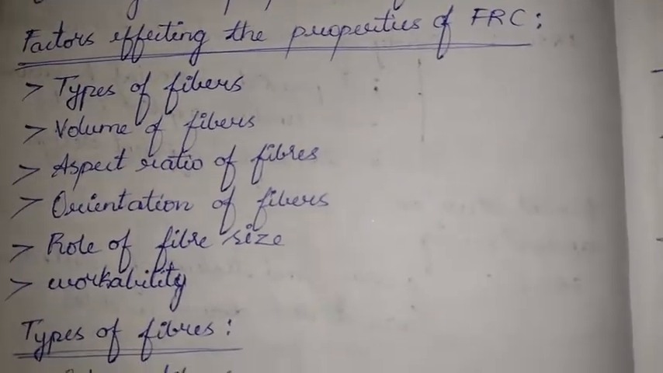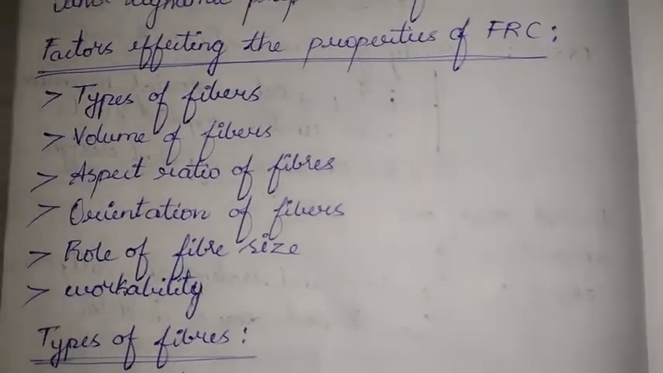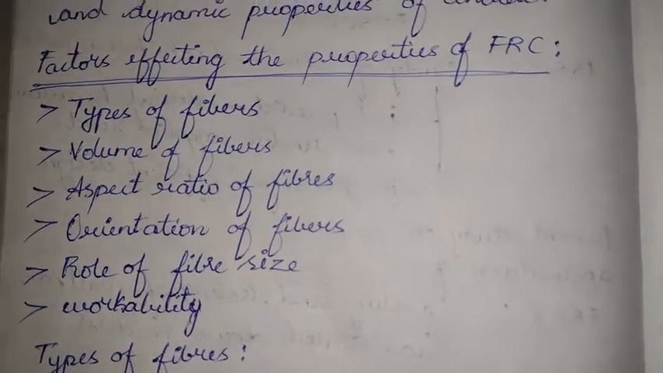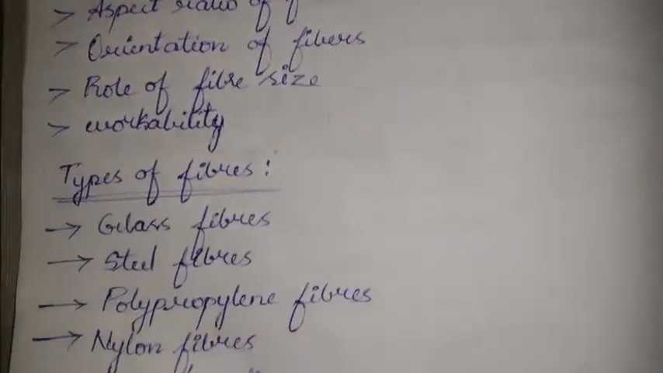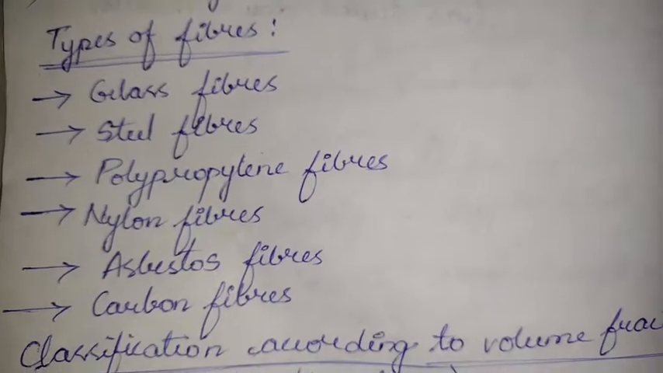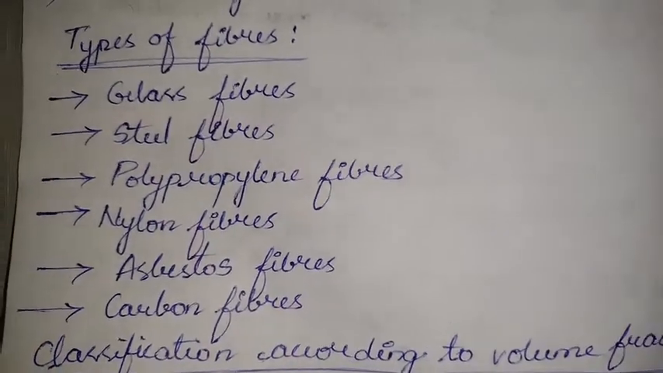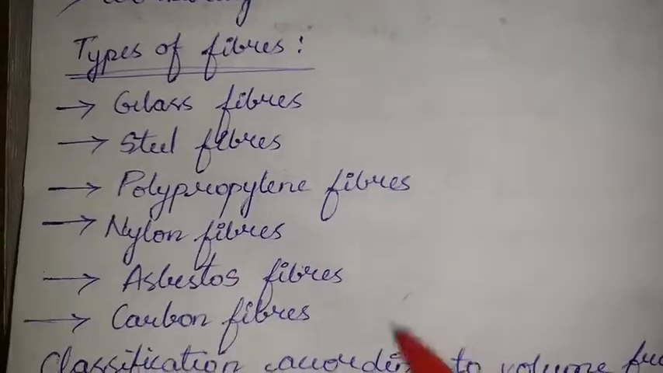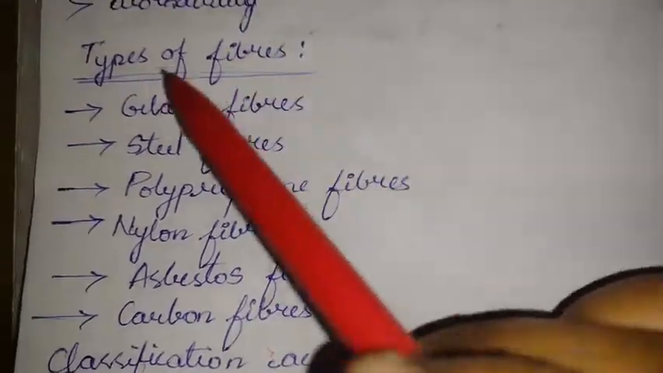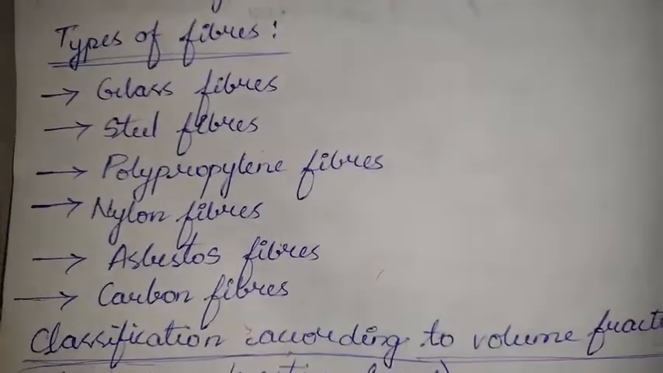Okay, now let us first see the types of fibers we have. We'll deal with them one after another. Coming to the first one, types of fibers. We have glass fibers, steel fibers, polypropylene fibers, nylon fibers, asbestos fibers and carbon fibers. So these are the types of fibers depending upon the material.